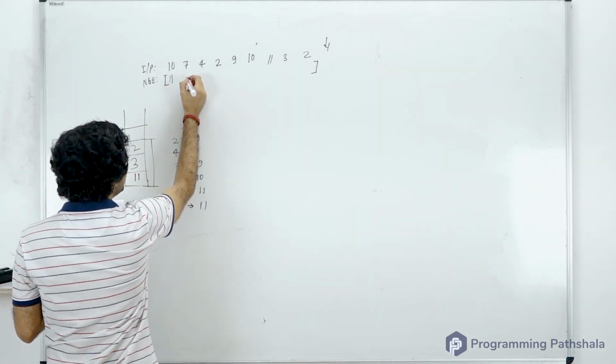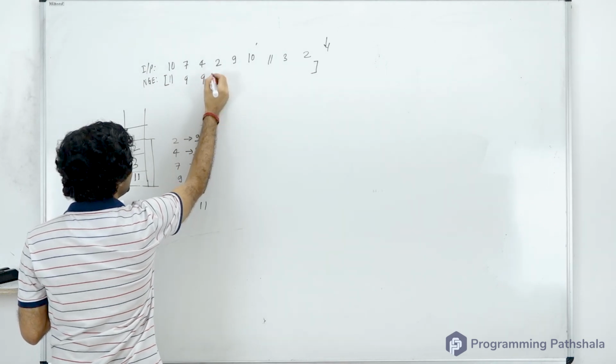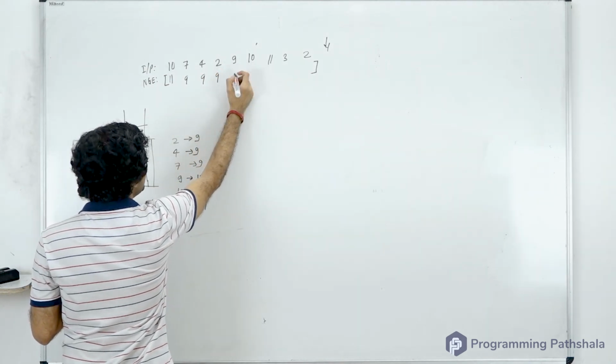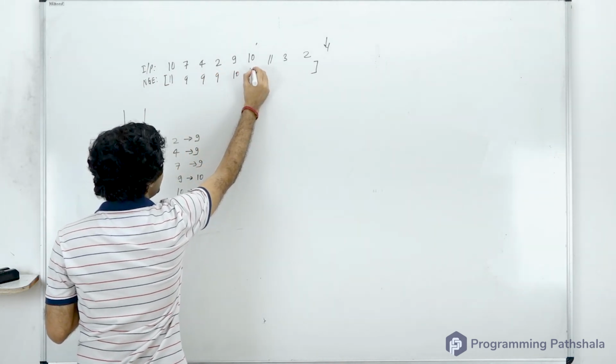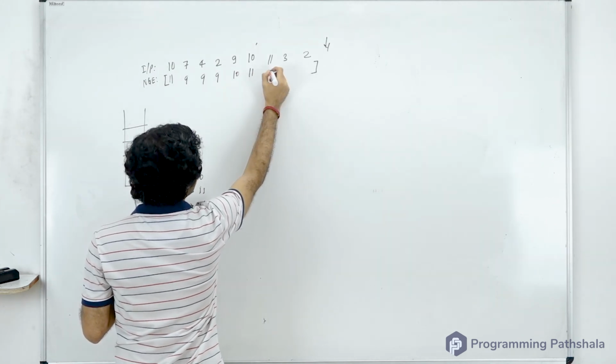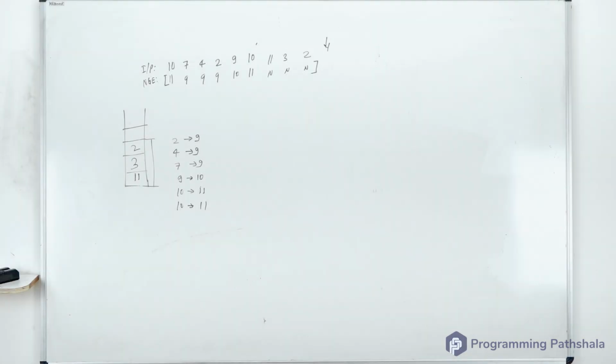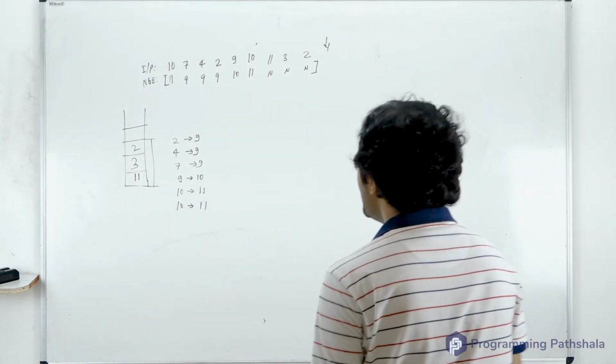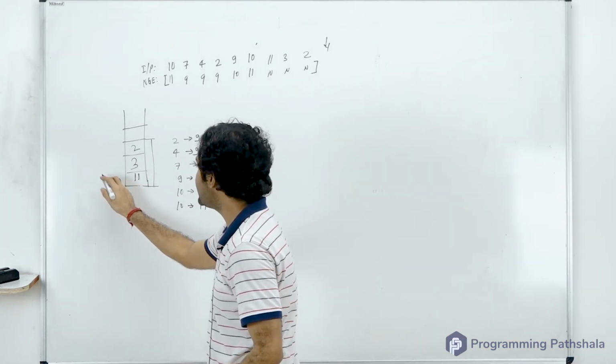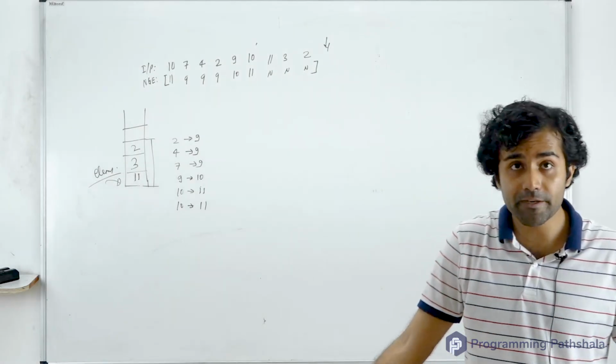Similarly, for 7, I want 9 to appear here. For 4, I want 9 here. For 2, I want 9 here. For 9, I want 10 here. For 10, I want 11 here. For 11, I want null. So this is the output that I want to produce. Can you produce this output using the previous approach where you were pushing elements in the stack? It will not be doable, right?